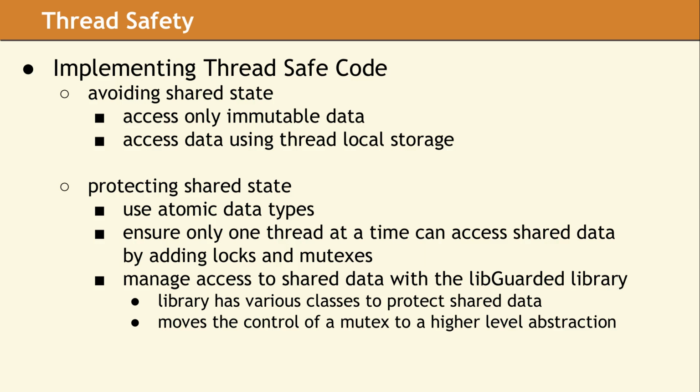The fundamental idea behind implementing thread safety is either eliminating or carefully managing shared state. Whenever shared state can be avoided by using immutable data, thread local storage, or some other mechanism, your code will be thread safe by default. If shared state is required, the data must be protected either by using an atomic data type or serializing the access, so only one operation can occur at a time. The libguarded library was developed to manage access to shared data at a higher level of abstraction. For more information on this library, we encourage you to watch our existing presentation on the libguarded library.